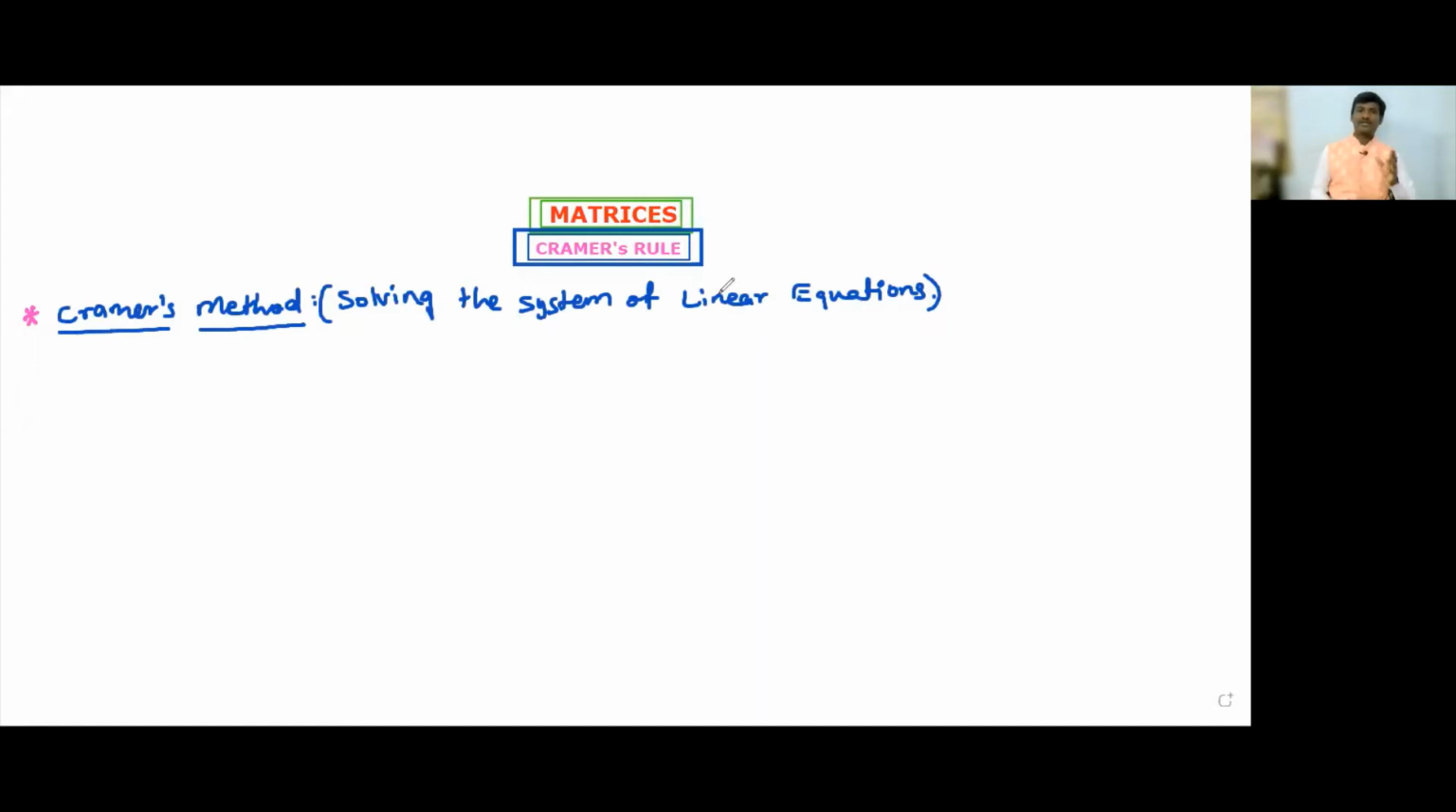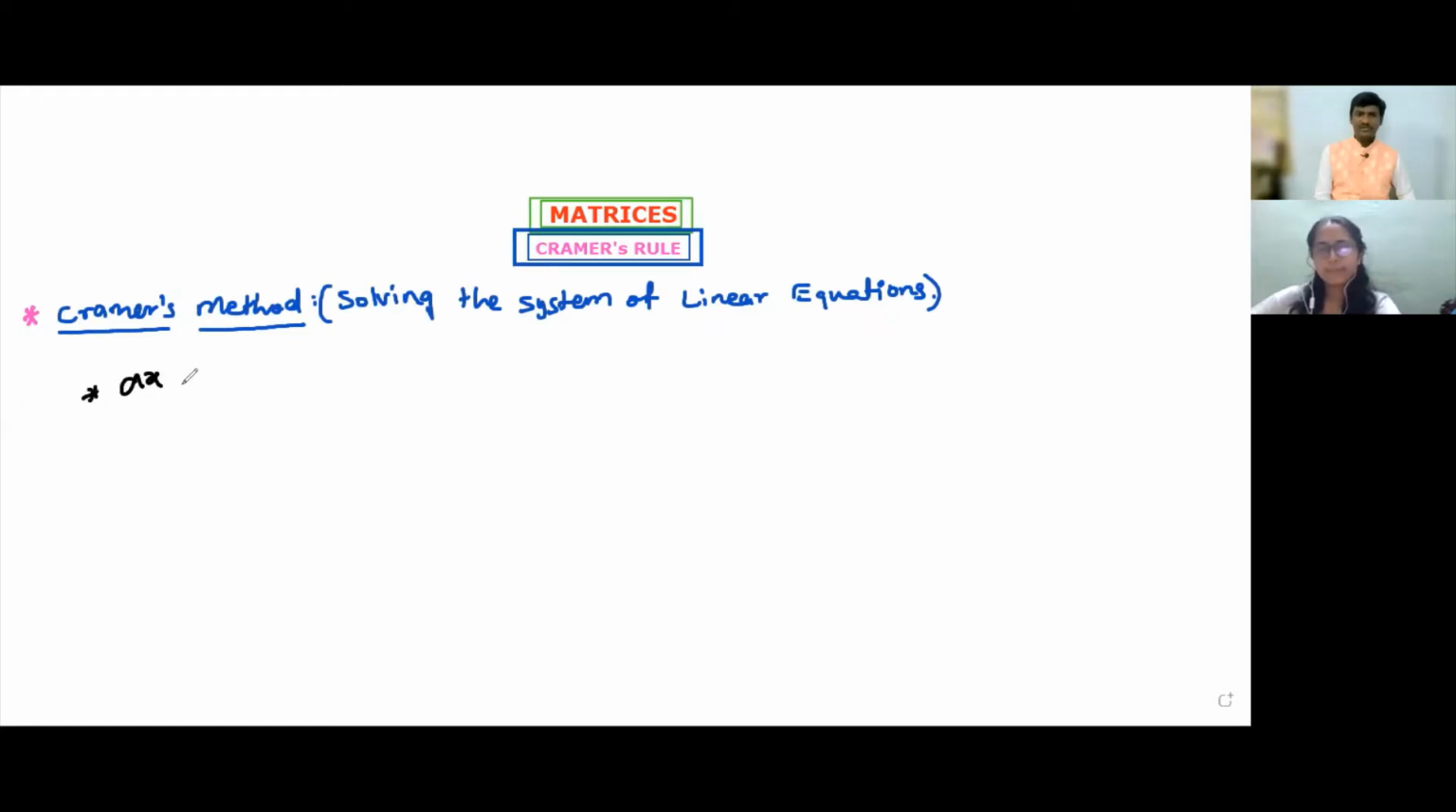Matrices, Cramer's method. This is one of the most important and compulsory methods for 7 marks LAQs, long answer questions. Cramer's rule we use for solving a system of linear equations. For example, mostly we give the equations in the form of ax plus by plus cz is equal to d, or minus d equal to 0.